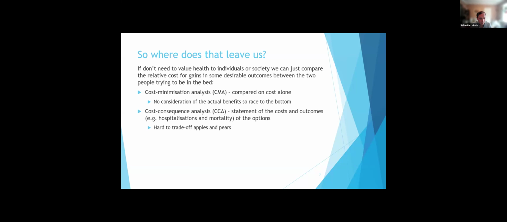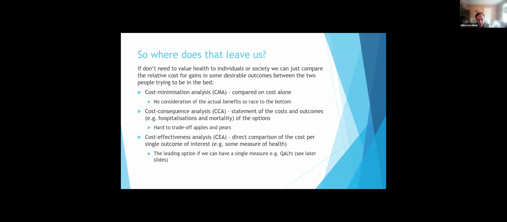To add a slight layer of complexity, you have cost consequence analysis, which is then just a statement of the costs and outcomes between different interventions. So we're not trying to weigh off the merits of different outcomes. We're saying, for example, intervention A improves hospitalizations, but intervention B improves mortality rates, which is good at bringing in this idea of benefits, but it's obviously very hard to trade off apples and pears, or hospitalizations and mortality.